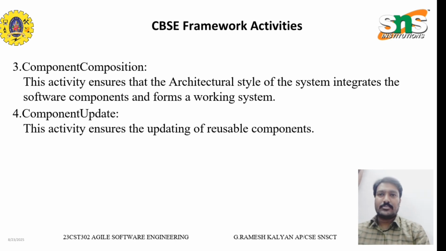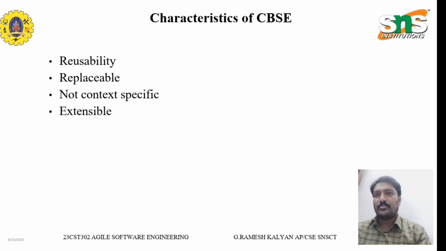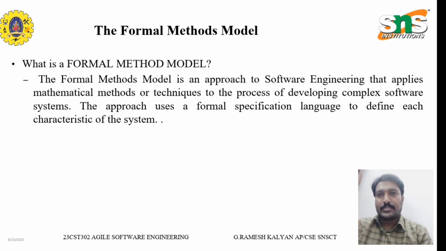This ensures that the architectural style of the system can be integrated with software components from the working system. The next one is component update. As we know, this is an already developed component, so it should be updated in order to be used. The characteristics are: reusability, replaceable, not context specific, and extensible. These are some of the characteristics of the component based process.